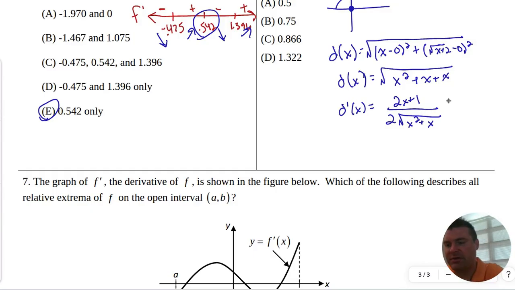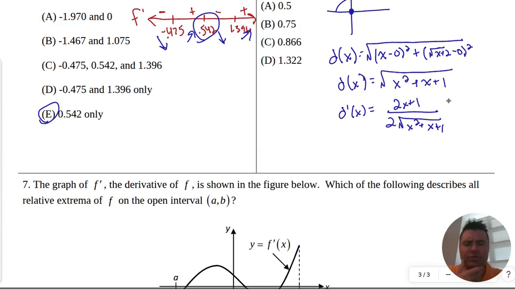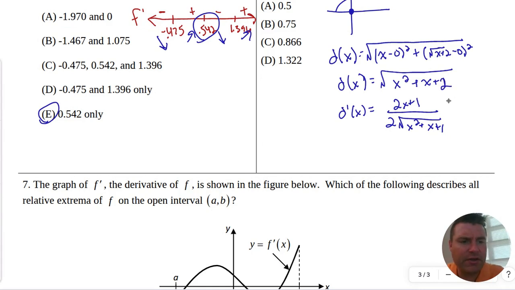That should be a plus 1 up here. Little error. There we go. Oh, 2. It should be a 2. What am I doing? What are you thinking? I'll eventually get it right.